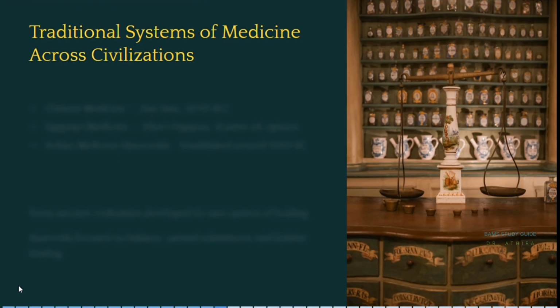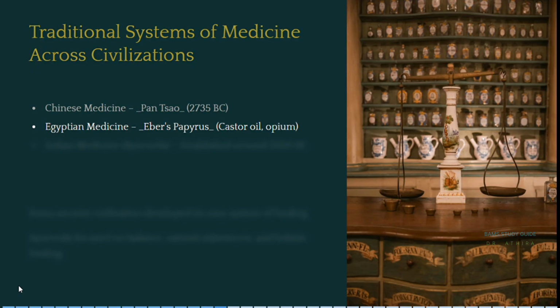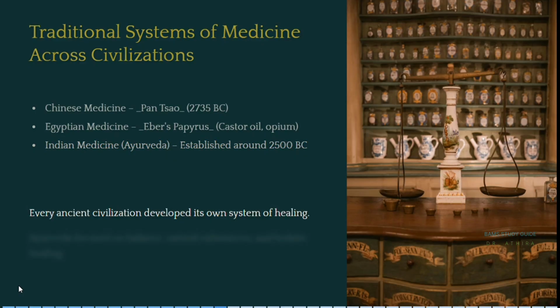Different civilizations developed their own systems of medicine over time. In China, texts like Pan Zhao were used, while Egyptian medicine included records like the Ebers Papyrus. In India, Ayurveda evolved with a focus on balance, natural substances, and holistic healing, showing that every culture had its own unique way of understanding health.